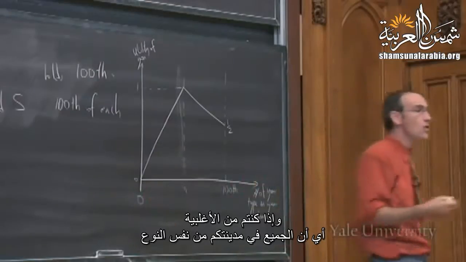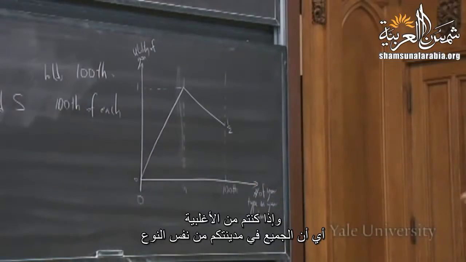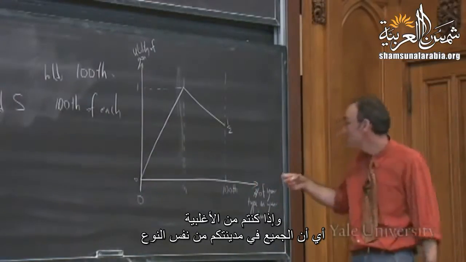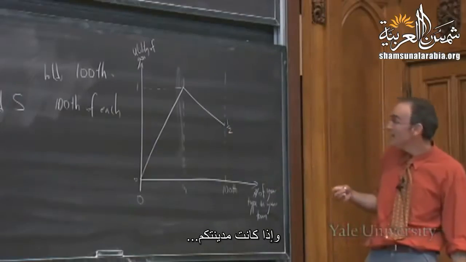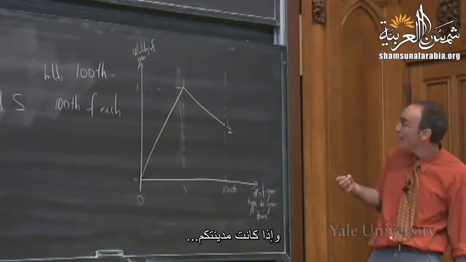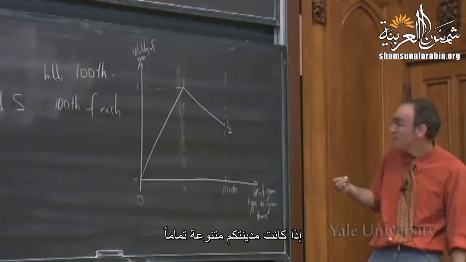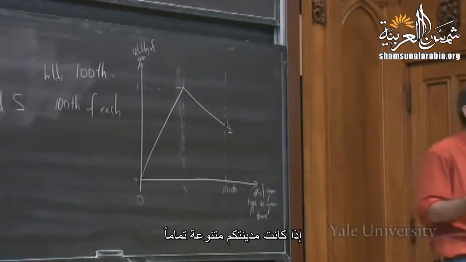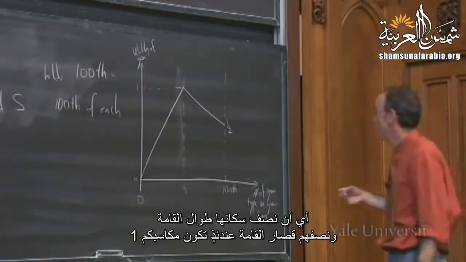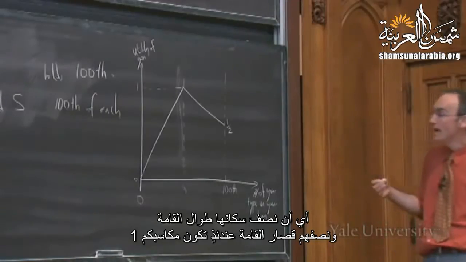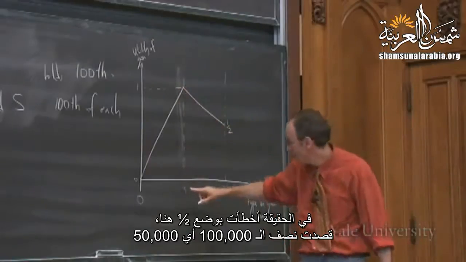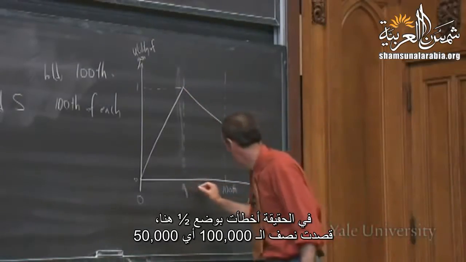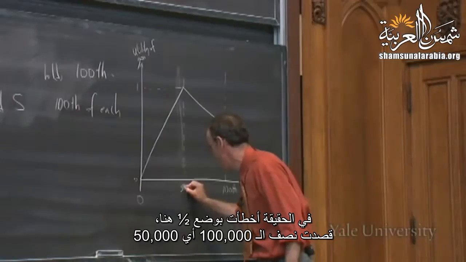All right? If you are in the majority, and in fact everyone in your town is of the same type, then you get a payoff of a half. And if your town is exactly mixed, so half of your town are tall and half of your town are short, then you get a payoff of 1. And I put a half here. That's really the wrong thing to put here. This should be a half of 100,000, so I guess it's 50.